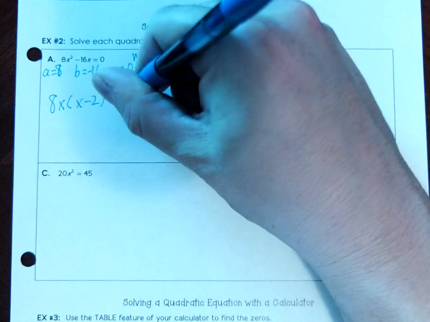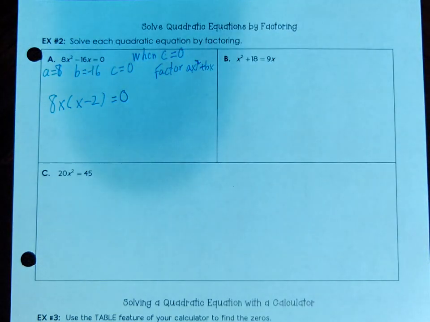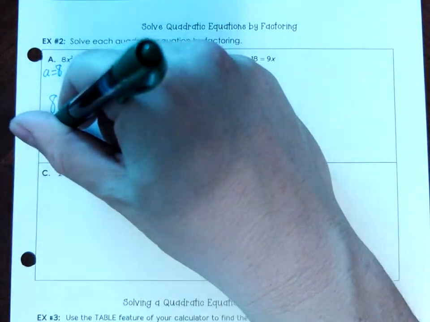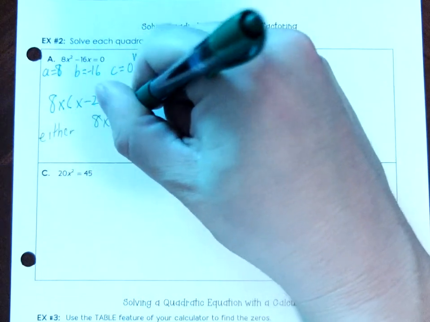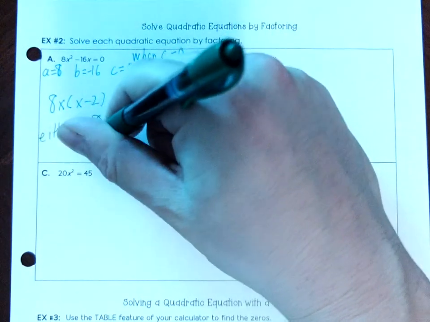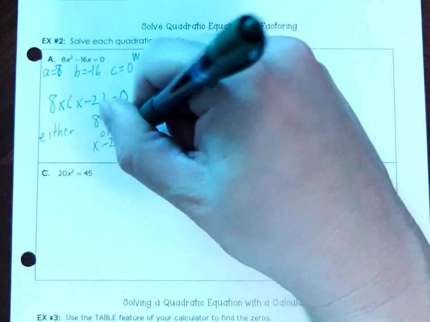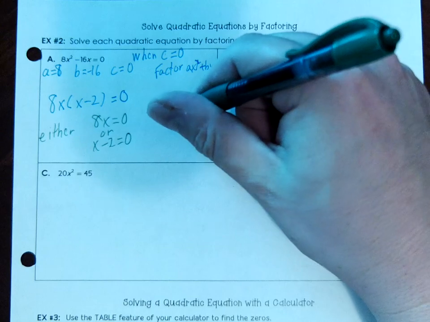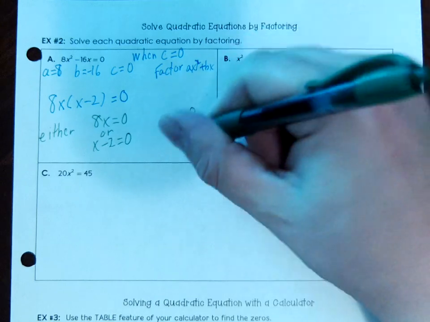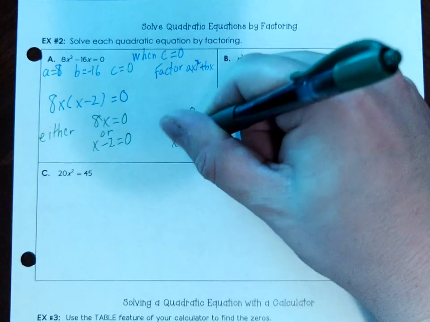So this is equal to 0. So this is again the same thing. So either 8x is equal to 0 or x minus 2 is equal to 0. So this gives me x equals 0 or x is equal to 2.